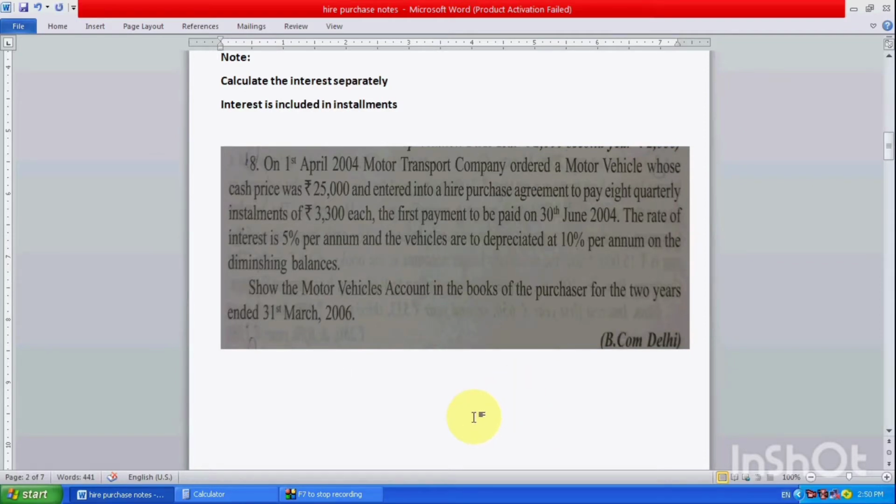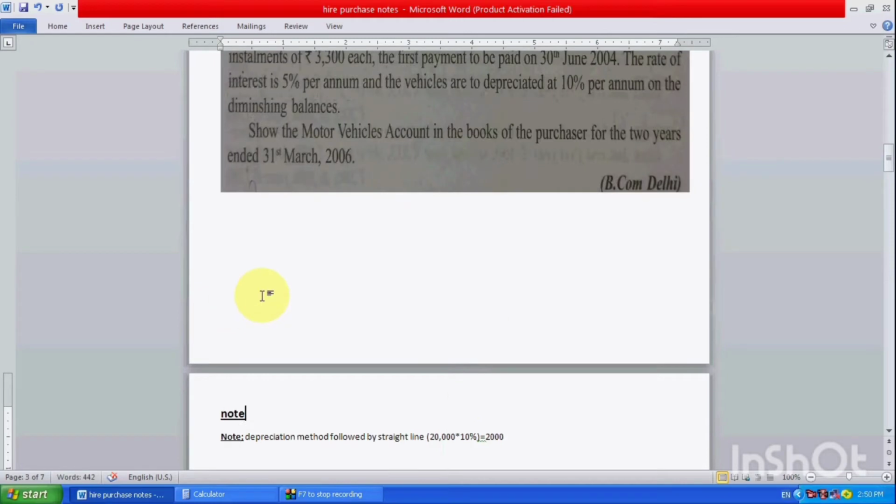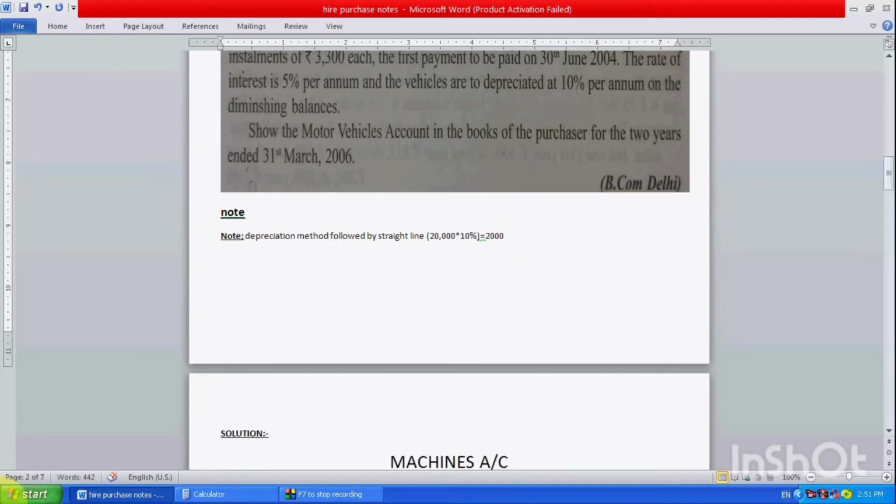Okay, so in working notes we have to calculate quarterly, but in the ledger account we can make it yearly. It will be easier for us to make it yearly, or we can also go with quarterly or half yearly, but it makes a much larger ledger. So let's see the working note, some information note.